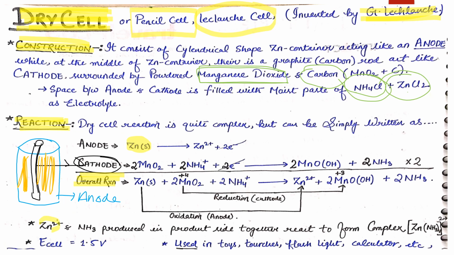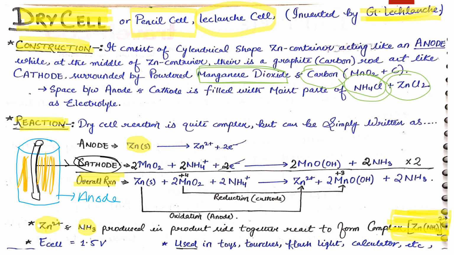During the reaction, Zn2+ ions and NH4+ ions are produced, and they react together to form a complex which looks like this, that is tetraamminezinc(II), [Zn(NH3)4]2+ ion.